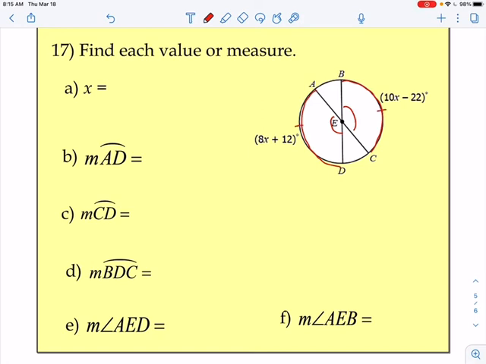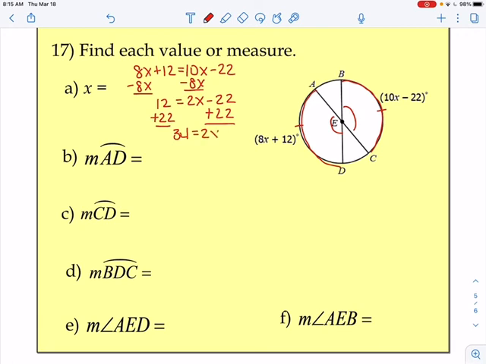So to solve for x, we're just going to take 8x plus 12 and set it equal to 10x minus 22. Again, it doesn't matter how you solve here. I'll subtract 8x from both sides, and I'll have 12 equals 2x minus 22. Add 22 to both sides, and 34 is going to equal 2x. Divide both sides by 2, and x is going to equal 17. So for part A, x is going to equal 17.